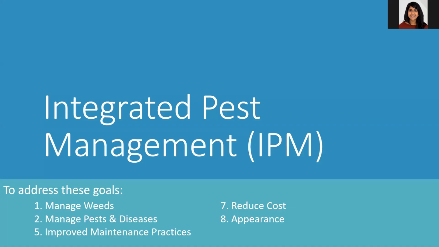So next we're going to talk about IPM. IPM, or Integrated Pest Management, is a way of managing weeds and diseases, and it addresses problems and not just the symptoms. It puts a lot of these strategies together to target pests specifically. So it can help you with weeds, pests and diseases, improving your maintenance, reducing cost, and also with appearance.